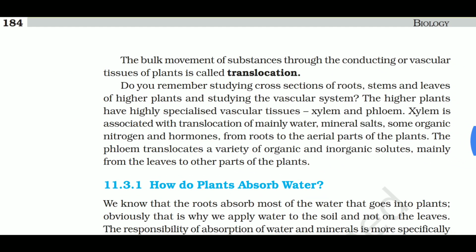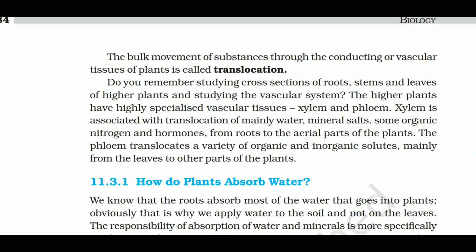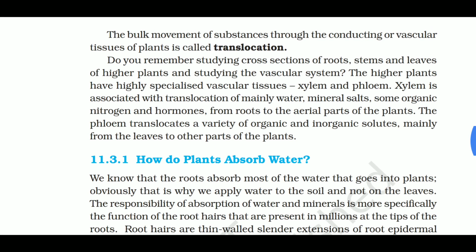So the bulk movement of substances through the conducting or vascular tissue of a plant, we call it translocation. It means we are transferring, we are locating it into one more location. So we are transporting the thing from one location to another location. So from that only came the word translocation.